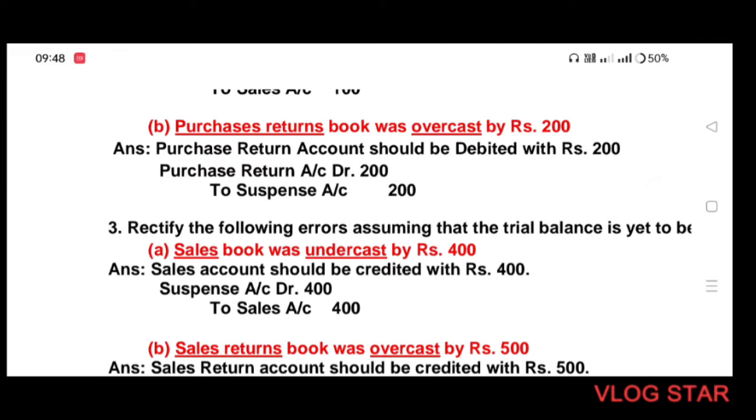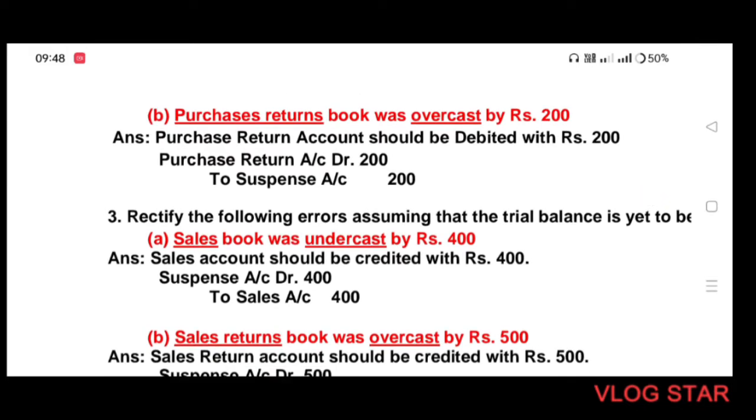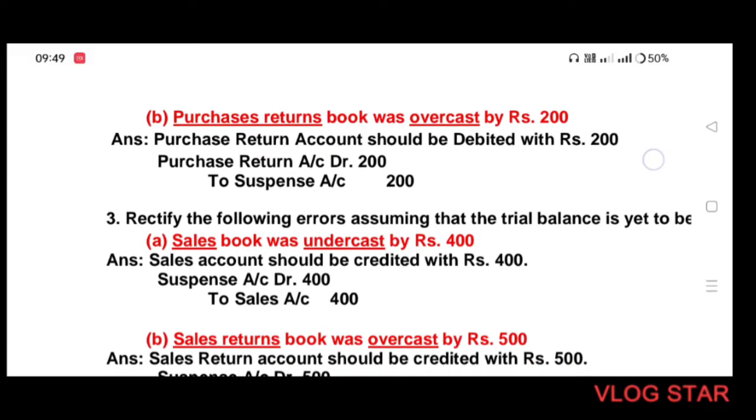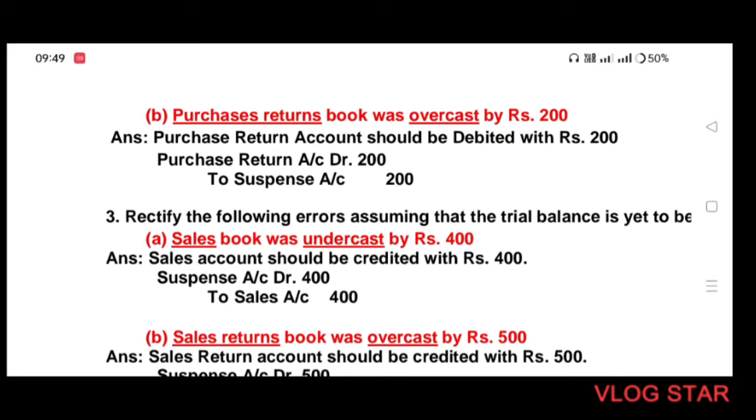Now move on to B. Purchase return book was overcast by rupees 200. Overcast means opposite. Normally purchase return is which balance, debit balance or credit balance? Purchase return is originally a credit balance, but overcast means you have to write on the opposite side. So purchase return account should be debited with rupees 200. If they ask for the entry, you can write purchase return account debit to suspense account. Otherwise the statement in the first line is enough.